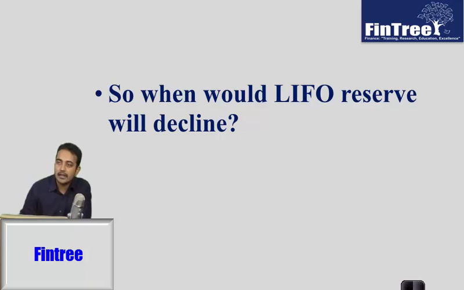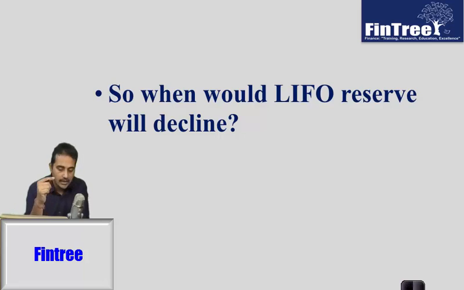Yes, one is that you are not making new purchases. If you are not making new purchases, then last in first out is actually the old quantity. Are you following this? LIFO would become the old quantity. So that could be one reason. The second reason would be that prices are falling. If prices are falling, then LIFO COGS will become lesser than FIFO COGS. So that's when the LIFO reserve will decline.